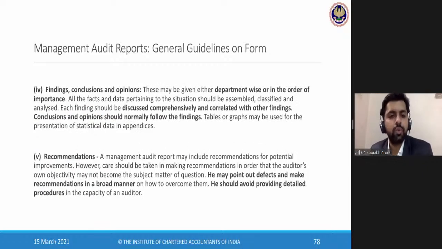Then the findings, conclusions, and opinions, department wise or in the order of importance, depends upon the auditor only, and whether they have been discussed comprehensively and correlated with other findings with the next year's. Conclusions and opinions should normally follow the findings. Tables or graphs may be used for the presentation. Recommendation: point out defects and make recommendations in a broader manner. Avoid providing detailed procedure in the capacity of the auditor.